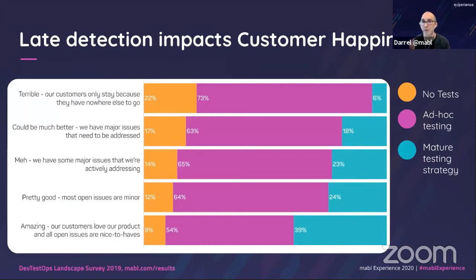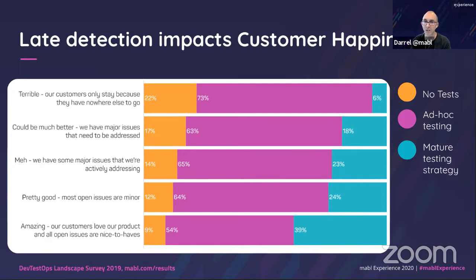Some really great points, Thomas. I think on the other side of this, there's support costs and just costs to the perception of your product. I really like this slide. This comes from one of our previous Dev Test Ops landscape surveys. Highly recommend go to mabl, find these surveys and reports. They're amazing and full of great data.